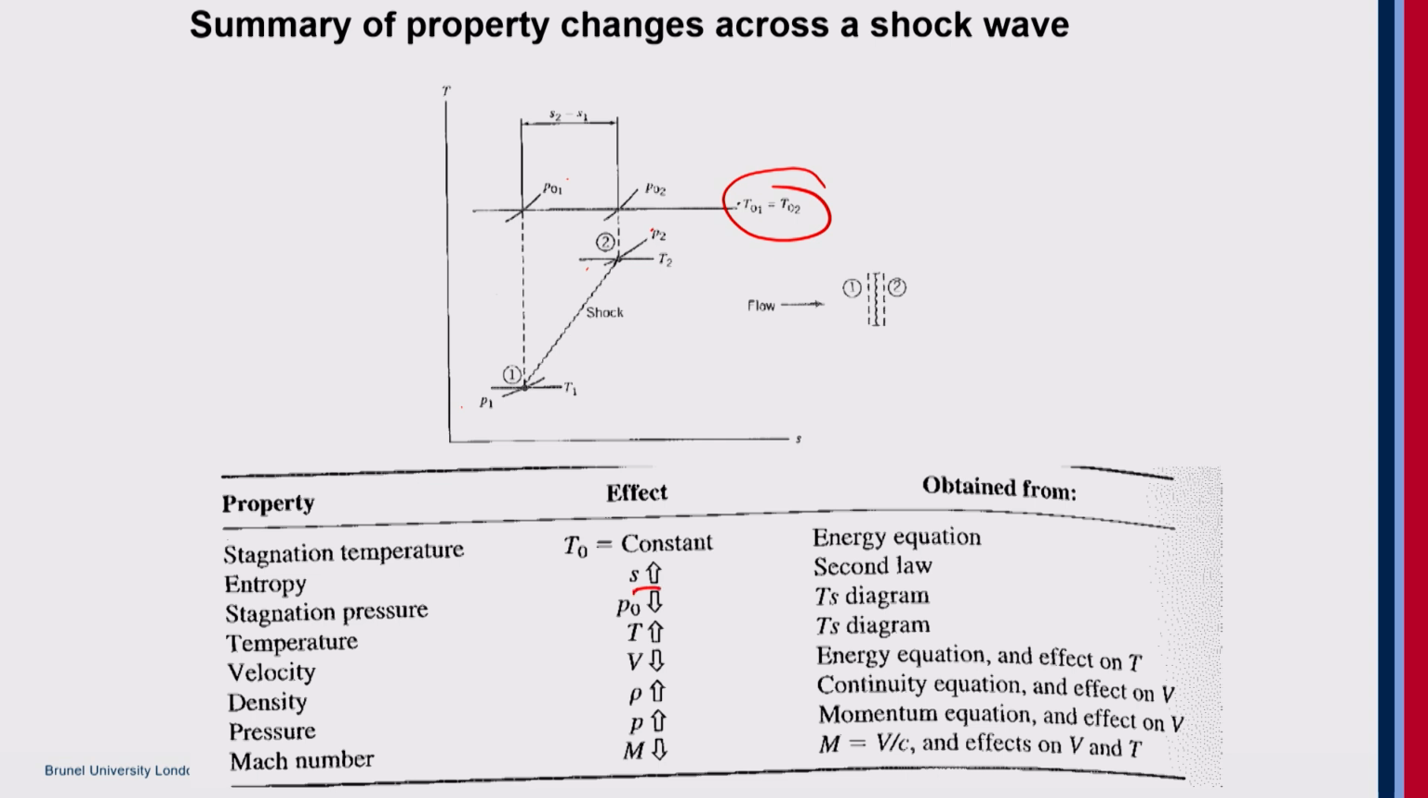Across the shock, the entropy increases. The total pressure, the stagnation pressure, decreases. The static temperature increases. The flow velocity decreases, which means the Mach number decreases. The flow is decelerating across the shock. The static density and pressure increase, and the Mach number decreases.